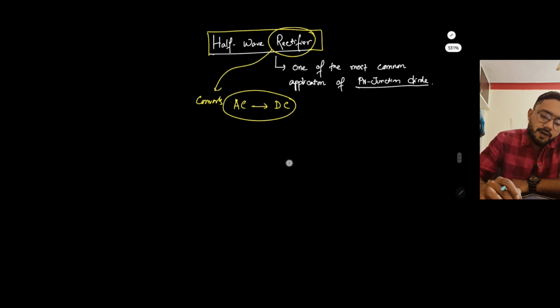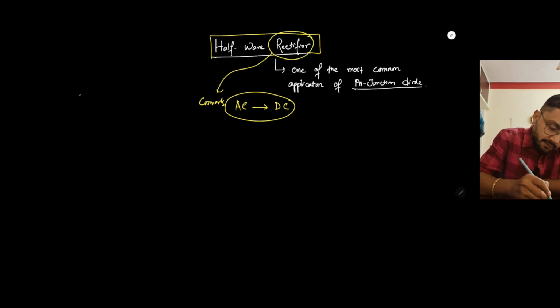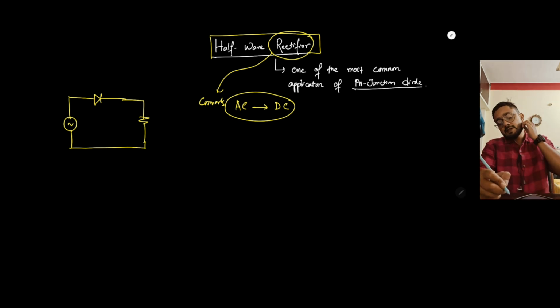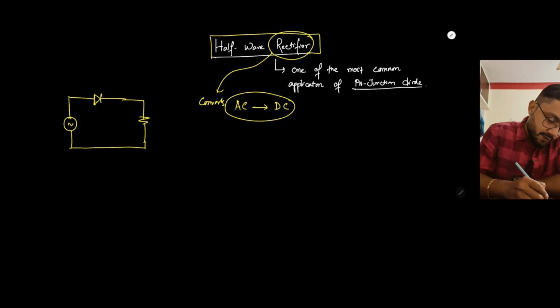So how does a half-wave rectifier look? The half-wave rectifier is a very simple device, and we have been discussing it in previous videos also. Suppose this is the source, this is the load. This type of circuit we were discussing in previous videos. This is basically a half-wave rectifier. So how does it work as a half-wave rectifier? Let's see.